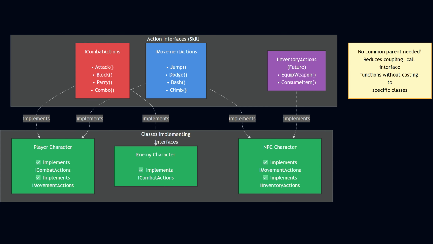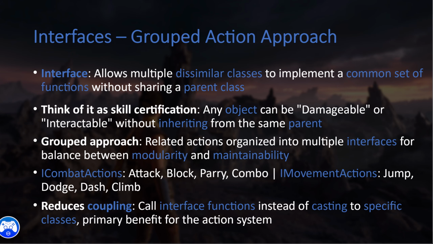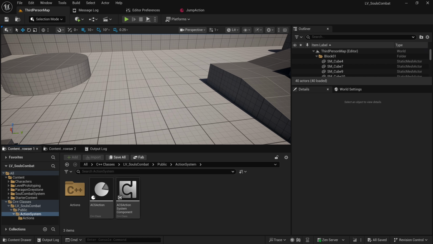The iCombat actions interface will have functions for things like attack, block, parry, and more. While the iMovement actions interface will have actions such as dodge, dash, and more. That will also allow us to later add other grouped actions such as iInventory actions. This grouped approach will give us a sweet spot between modularity and maintainability. Okay, with that out of the way, let's go ahead and get started.